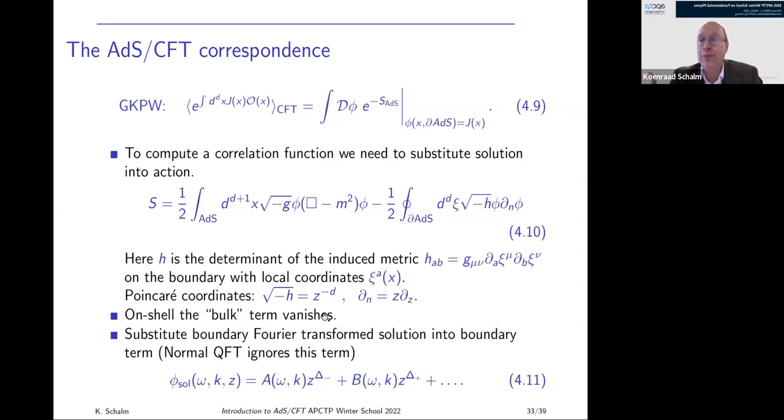Okay, so in the previous slide, we showed what this solution looked like. The solution looks like A, and here I have the Fourier transform of the other components, times z to the delta minus, plus B times z to the delta plus. And because I'm now going to substitute it in, this term vanishes and I'm only going to focus on the boundary, I can ignore all the dot terms. I really can only take these two terms.